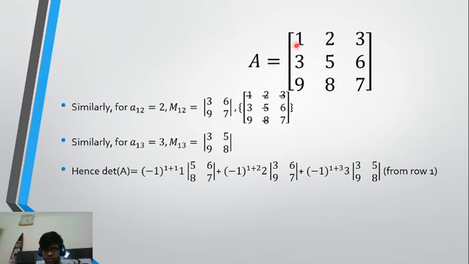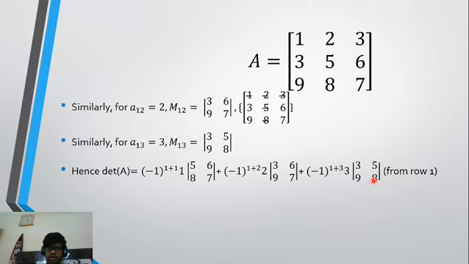So the first element is 1, a11 is 1, and the minor of it is 5, 8, 6, 7. Similarly, for 2, the minor is 3, 9, 6, 7 as calculated here. So this is the basic representation, and now minus 1 to the power 1 plus 3 for the third element. The third element is 3. So this is how we calculate.